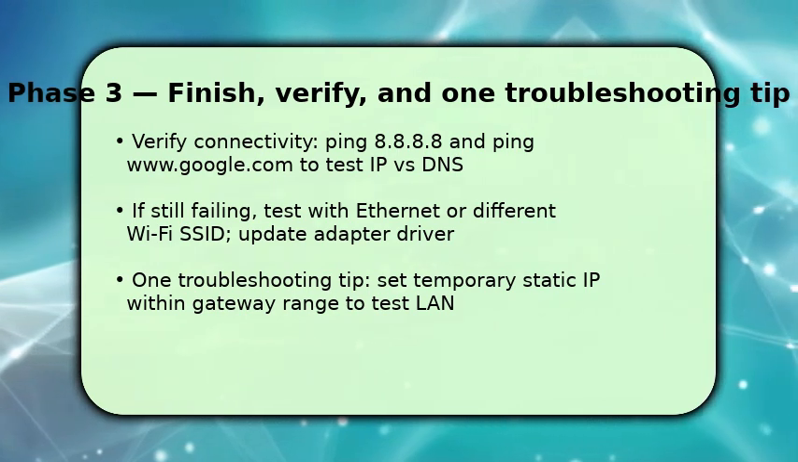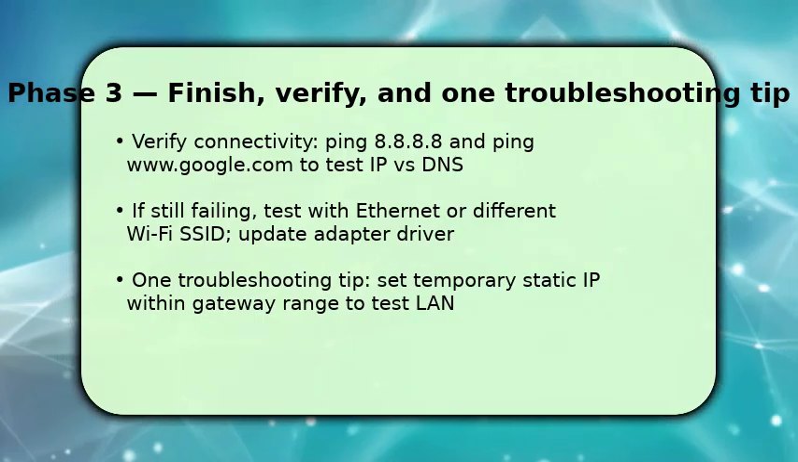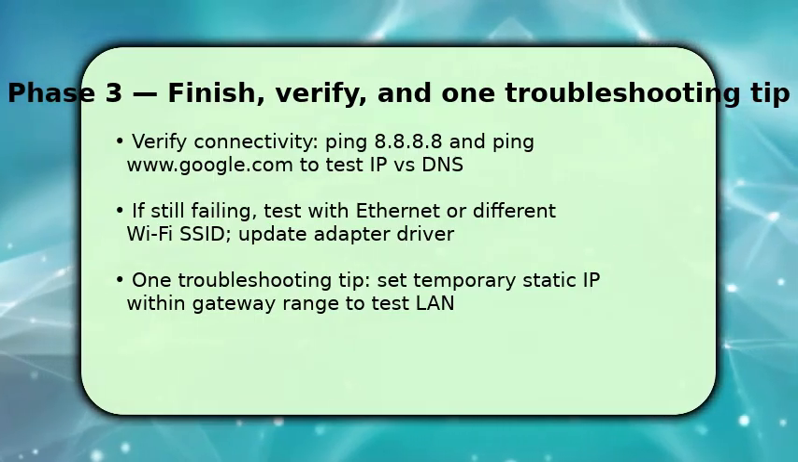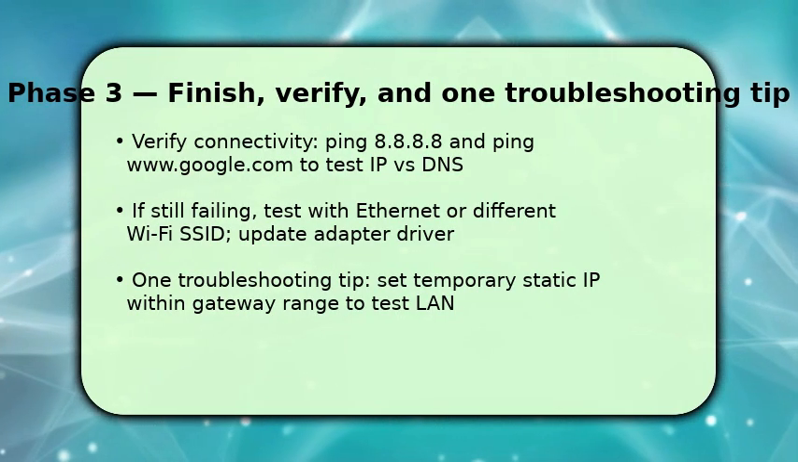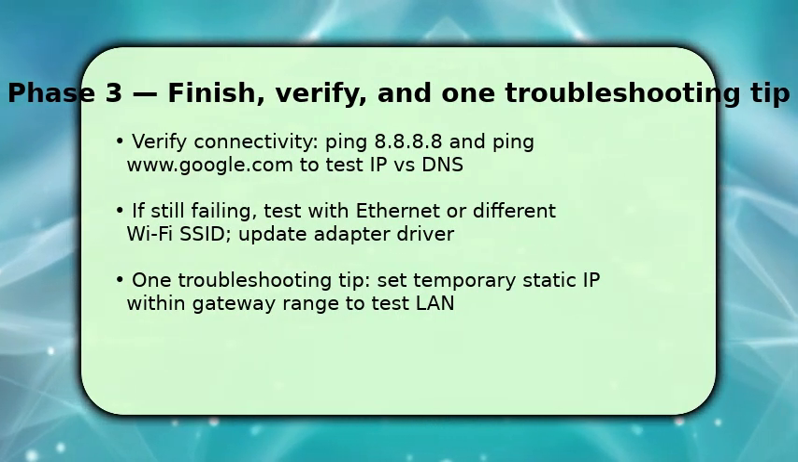One quick troubleshooting trick. Assign a temporary static IPv4 in the router subnet with the correct gateway and DNS. If that restores access, the DHCP on the router is likely the problem.